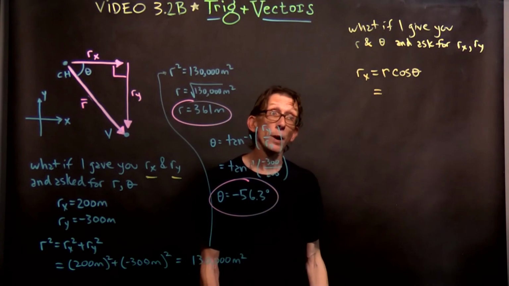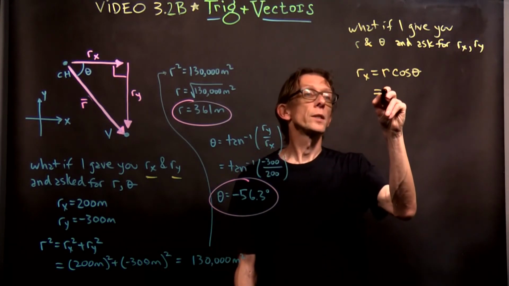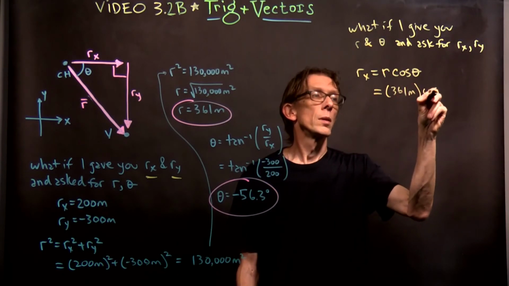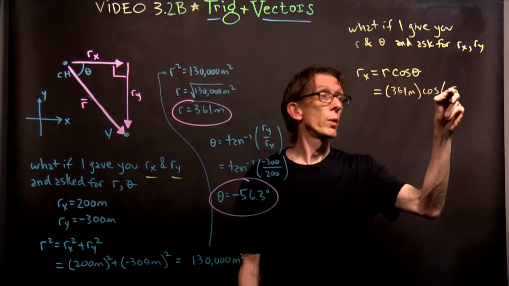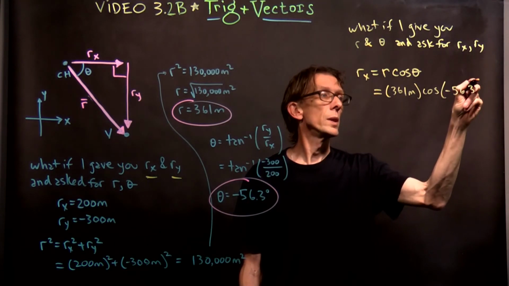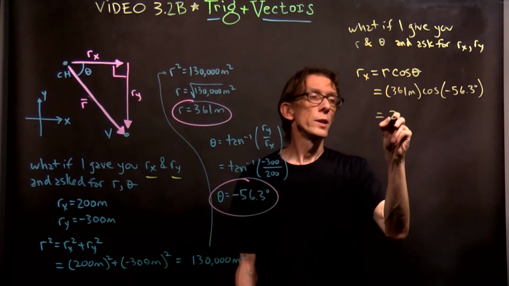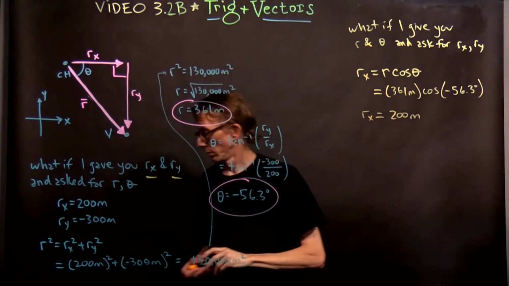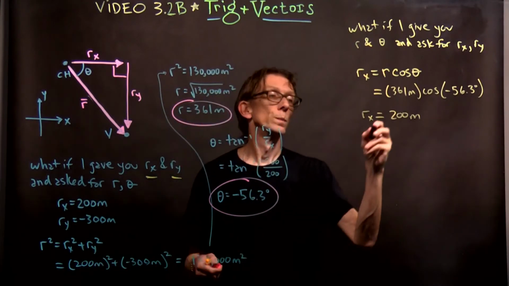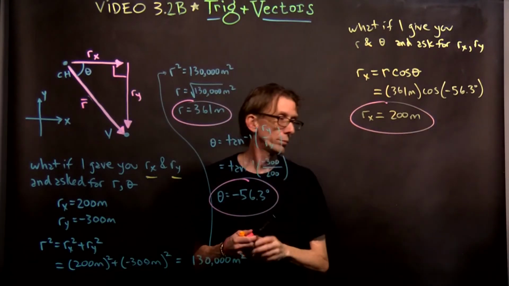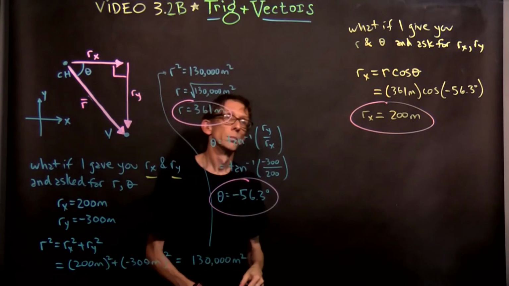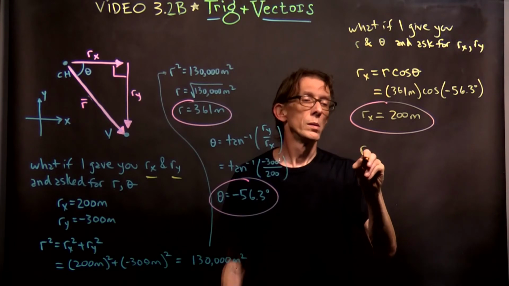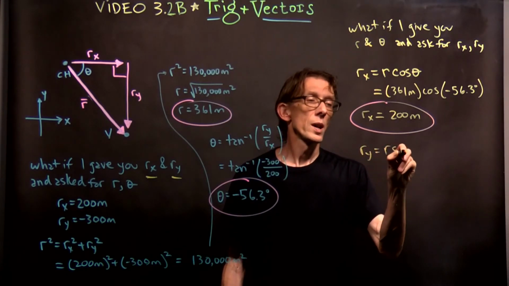So the x component is going to be R cosine theta. That's going to be 361 meters times cosine of negative 56.3 degrees. And when you do that, you will indeed get 200 meters. Okay. And Ry is R sine of theta.